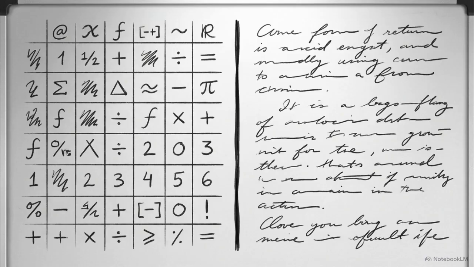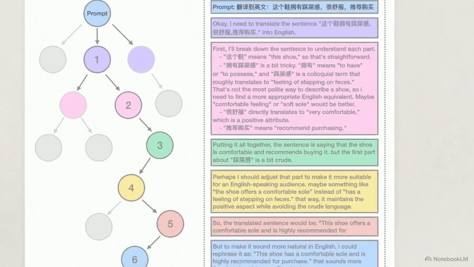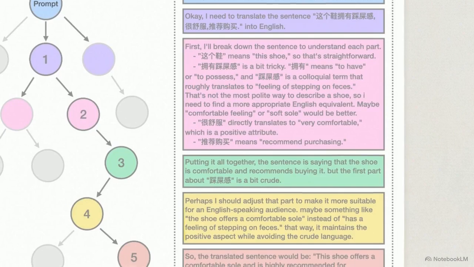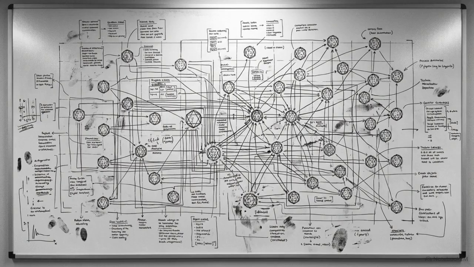This same architecture can be applied to ambiguous challenges that lack a single correct mathematical answer. In this translation task, the model analyzes a Chinese slang phrase. As shown in the breakdown, the model identifies that a literal translation would be crude in English. It reasons through more appropriate equivalents, eventually selecting "comfortable soul" to match the intended meaning. This framework enables models to navigate cultural nuance, ambiguity, and subjective human intent.